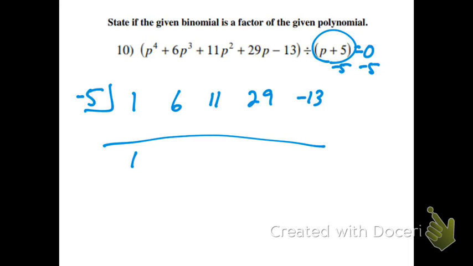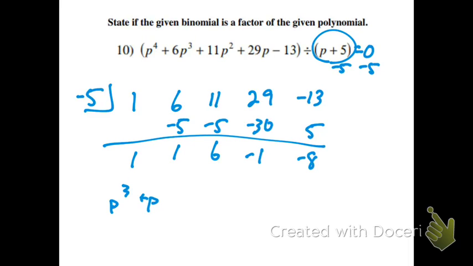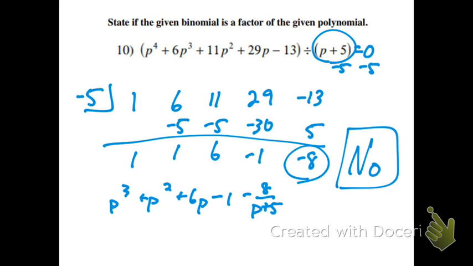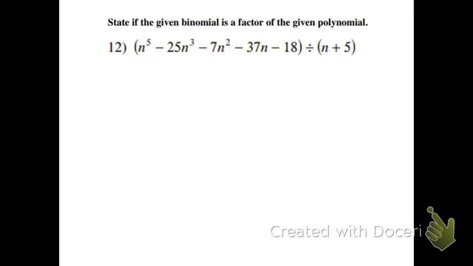So I'm dropping the 1. 1 times -5 is -5, we get 1. 1 times -5 is -5, we get 6. 6 times -5 is -30, we get 1. 1 times, sorry, -1. -1 times -5 is 5. We add and we get -8. Okay, we didn't get 0. So technically my answer would be p to the third plus p squared plus 6p minus 1 minus 8 over p plus 5. Don't have to write that. Since that's not 0, we write no. It is not a factor. Didn't come out evenly.